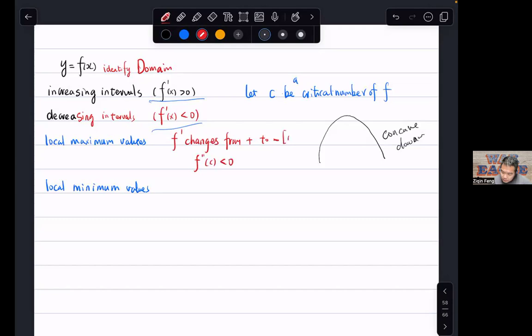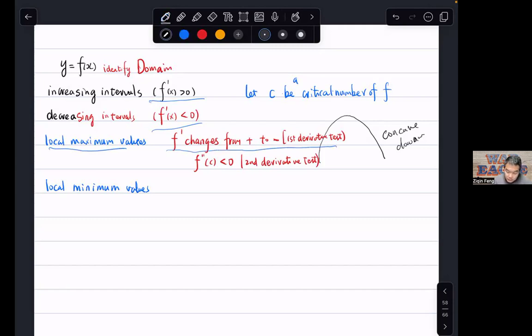The top here is the first derivative test. Use the first derivative to decide whether f of c is a local maximum or local minimum. And this is the second derivative test. I use the second derivative to decide whether f of c is a local maximum or local minimum. So for a local maximum, you can use either the first or second derivative test. For the first derivative test, all you need to check is the change of sign of the first derivative.